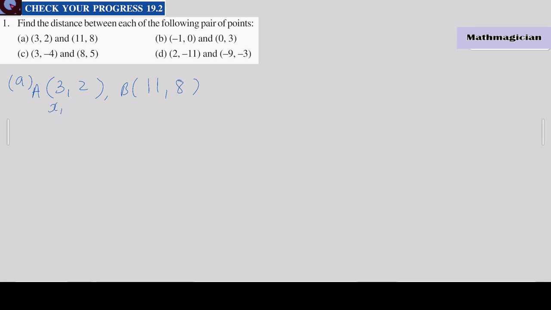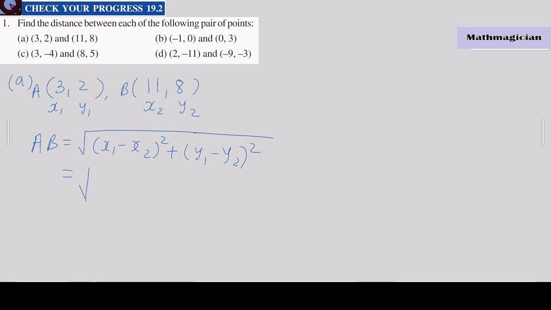This coordinate is known as x1, y1. This coordinate is known as x2, y2. We named them x1, y1 and x2, y2 so that we can easily put them in the formula. Now let's write the formula. AB is equal to under root (x1 minus x2) square plus (y1 minus y2) square. Now we'll substitute the values: x1 is 3 minus 11 square plus y1 is 2 minus 8 square.